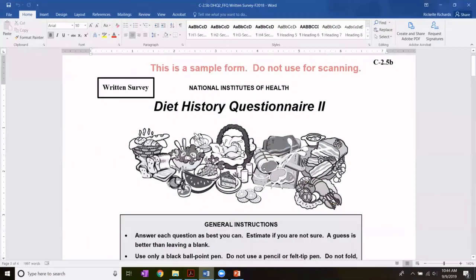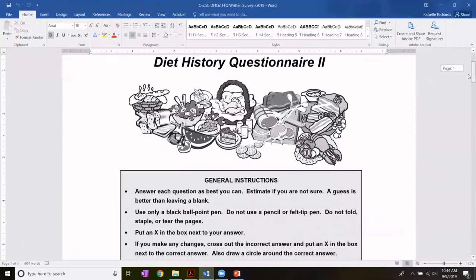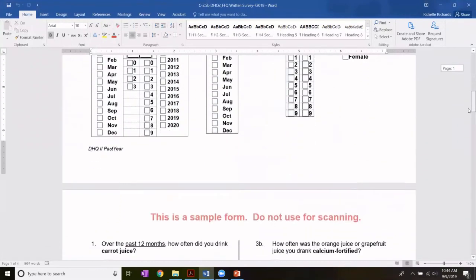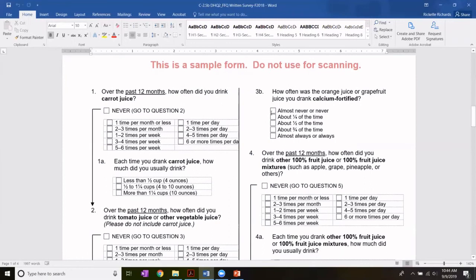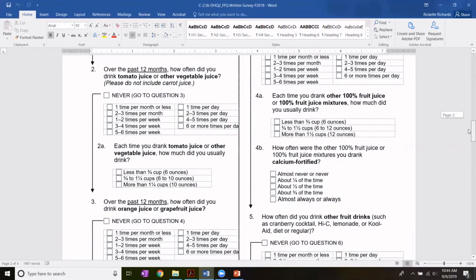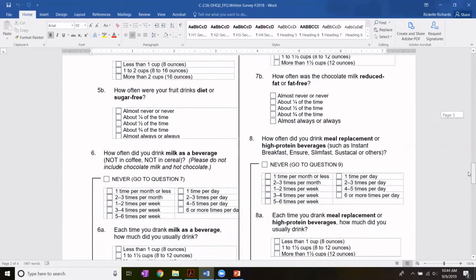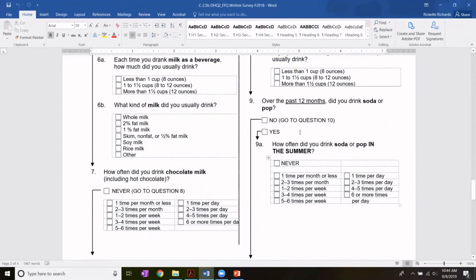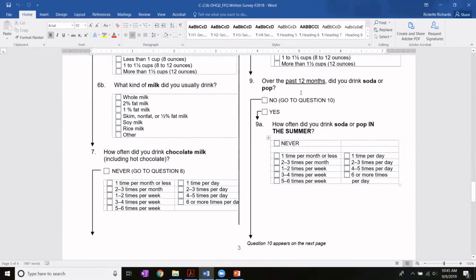And looking at a different survey, this is a food frequency questionnaire. This one I actually wanted to show you a dichotomous question. Now there are a lot of ordered choices here, but looking down, here's a yes, no. So over the past 12 months, did you drink soda or pop? Yes, no. Now this one's interesting because it does have branching, meaning that if a respondent answers no, they're going to jump to question 10. If a respondent answers yes, they are going to ask them for a little more information. But technically 9 is a dichotomous question, yes, no.